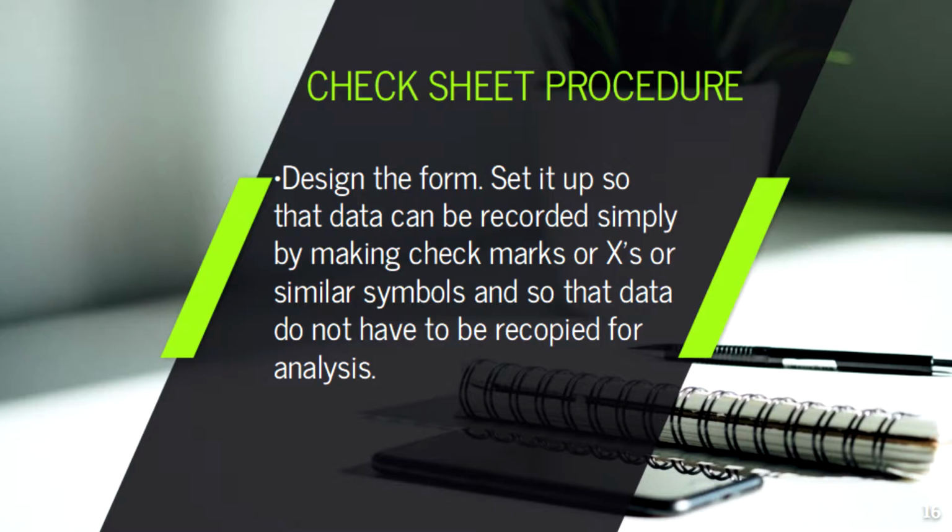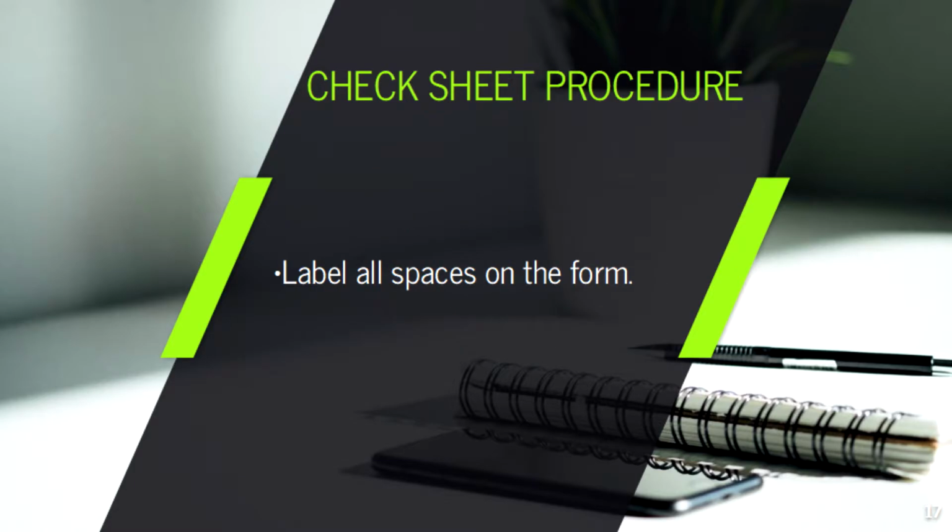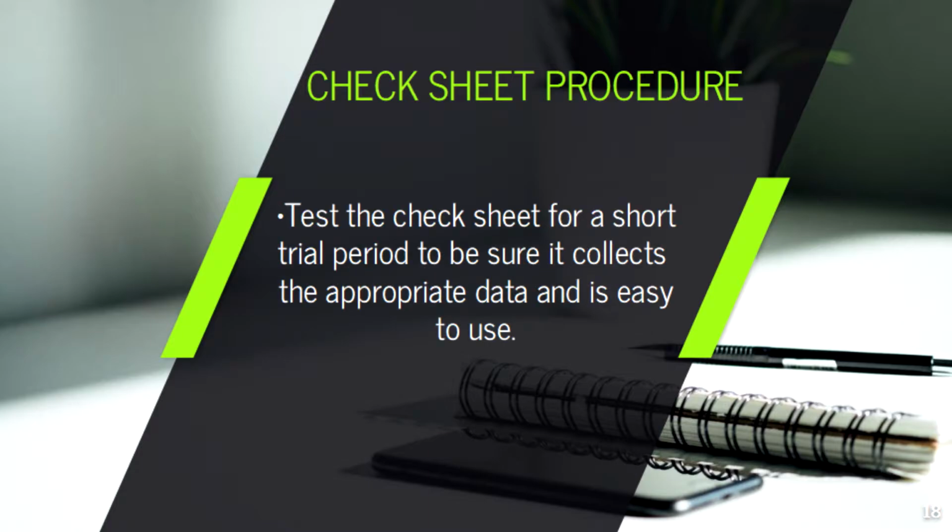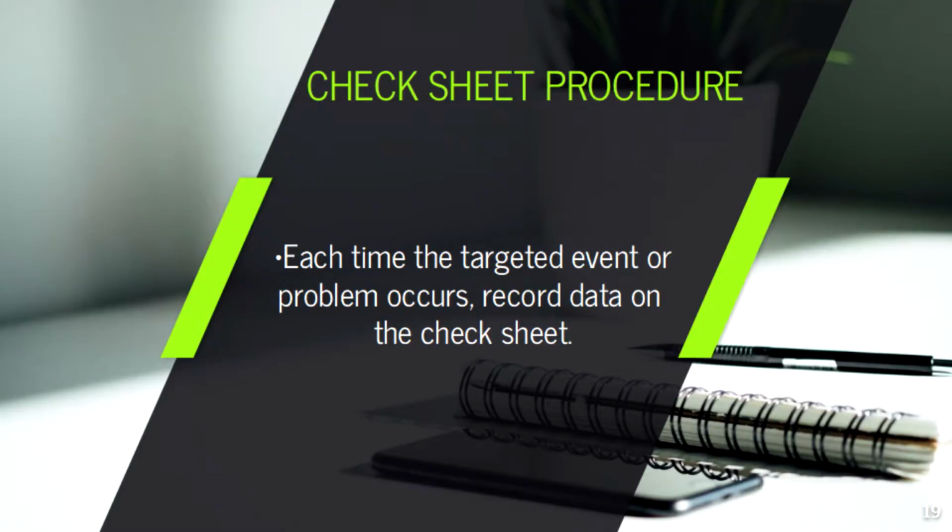I know, it's a check sheet. It doesn't make sense if I put a mark other than a check, but it really doesn't matter. Just put any kind of label to indicate that that certain event occurred. Label all spaces on the form. Test the check sheet for a short trial period to be sure it collects the appropriate data and is easy to use. Each time the targeted event or problem occurs, record data on the check sheet.